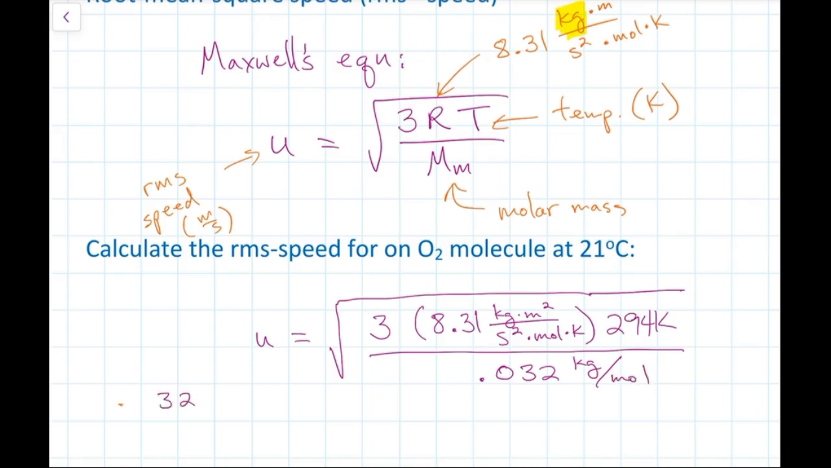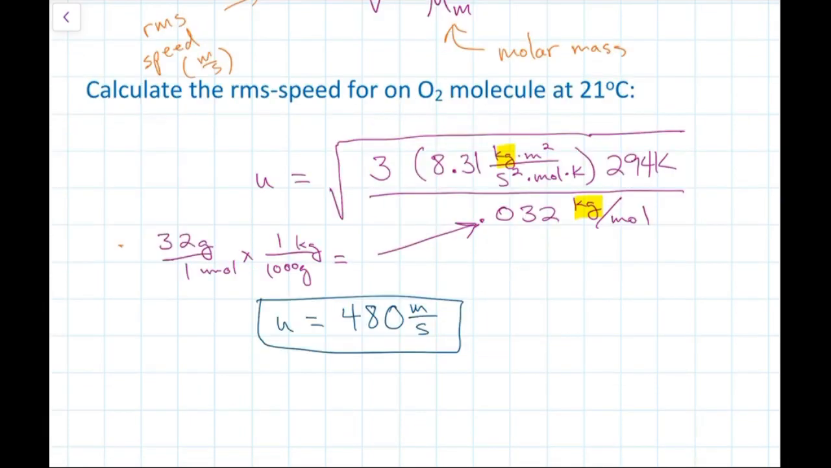32 grams per mole would be converted to kilograms by dividing by 1,000, and that's where I get that number, because again we want our units to cancel in the end, and so if I have kilograms on the top, I need to have kilograms on the bottom. So your molar mass will always be just the number from the periodic table divided by 1,000. So see what value you get there.